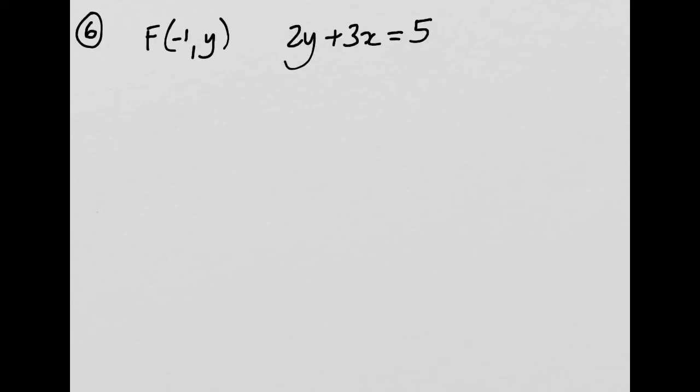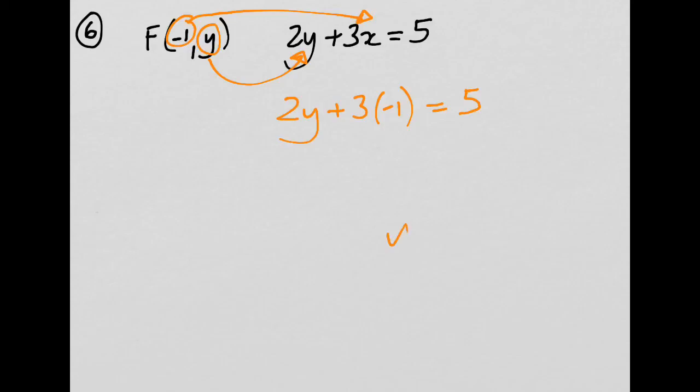Question 6. If a point which you've got, (-1, y), lies on a straight line, then it's what we call it satisfies the line. In other words, I can substitute into the equation the x and the y numbers. So the -1 is going to go in here and the y is going to go in here. So I end up with 2y plus 3 times -1 equals 5. And then if I solve that equation, I end up with y equals, and I've answered the question.